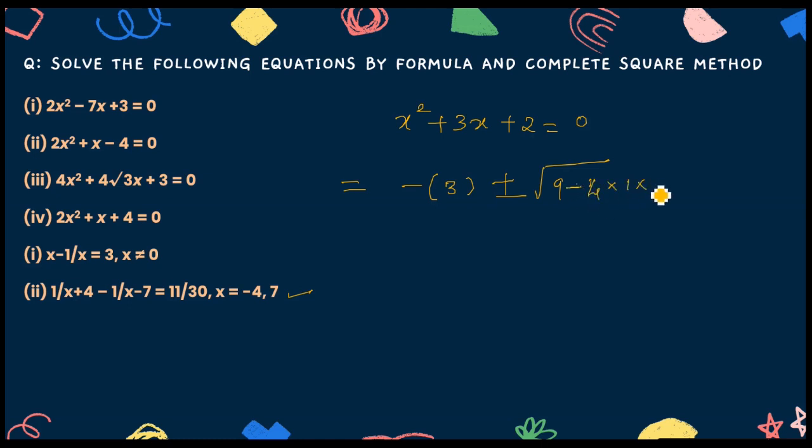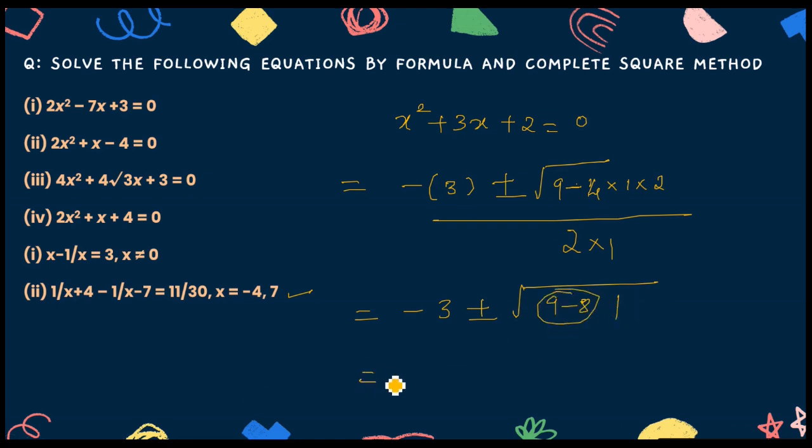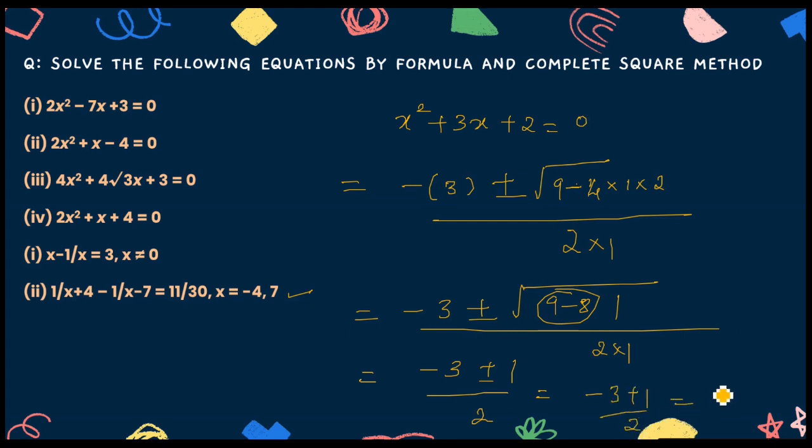9 minus 8 is how much? 1, right? Square root of 1 will be 1 only. So I will have minus 3 plus or minus 1, whole divided by 2a, 2 into 1, 2. So the roots are going to be minus 3 plus 1 by 2, which is minus 2 by 2, which is minus 1. One more root will be minus 3 minus 1 by 2, which is minus 4 by 2, which is minus 2. That's it, students. That's the end of the completing square method, formula method, and factorization method.